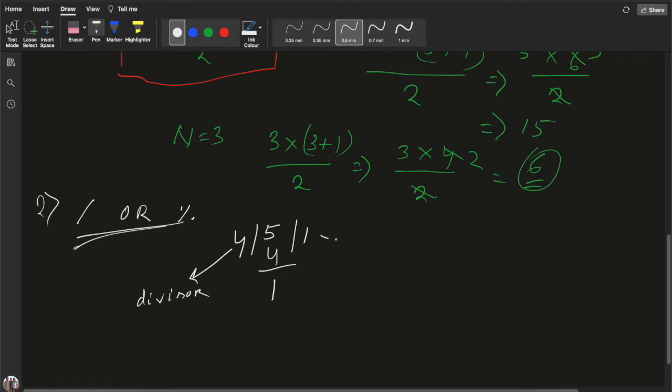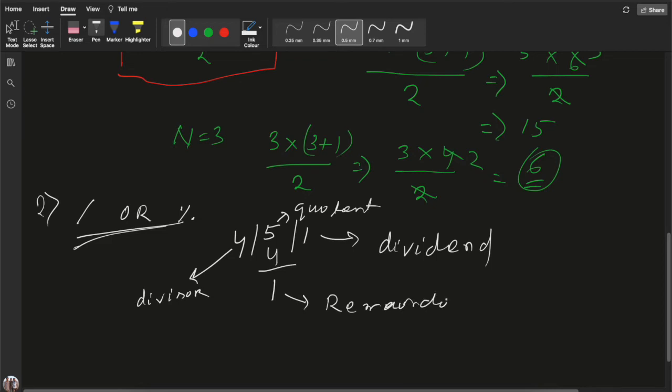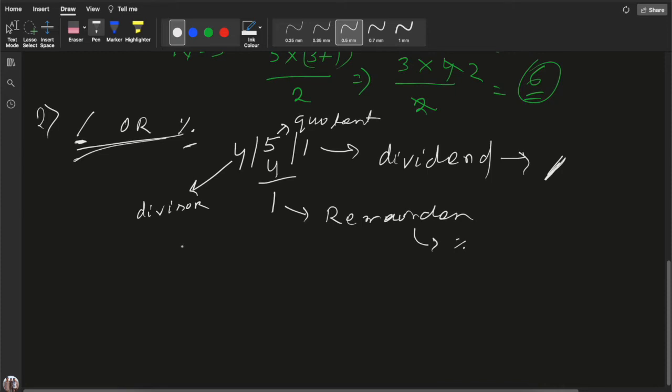And what is this? This is called dividend, right? And this is called quotient, and this is called remainder, right? So when we use this one, we'll get the quotient, and when we use this one, we'll get the remainder. Okay, understood? Let me give one example.